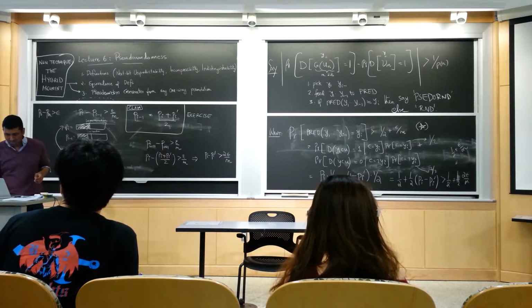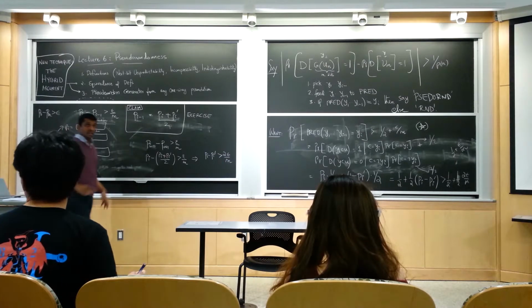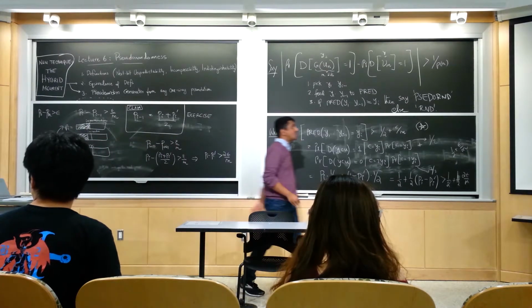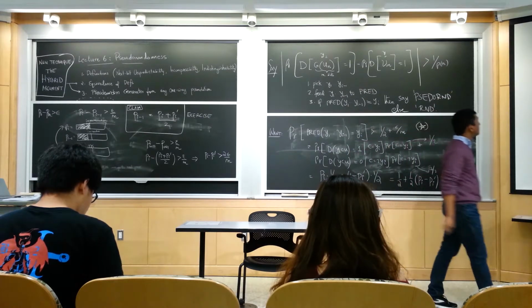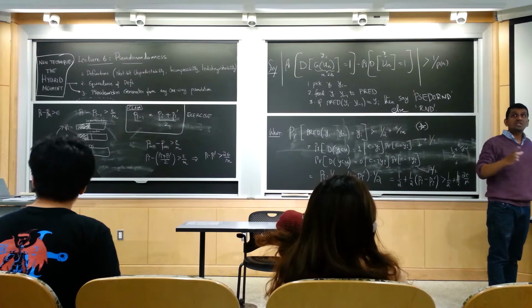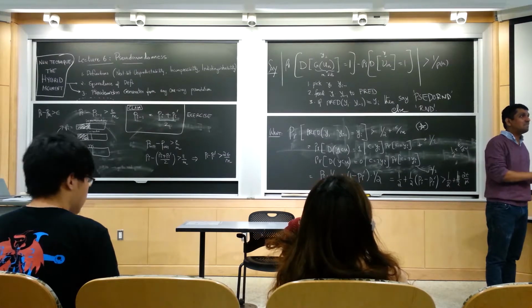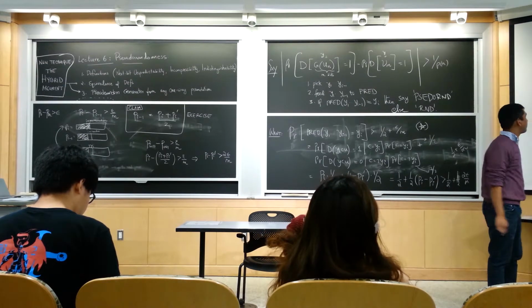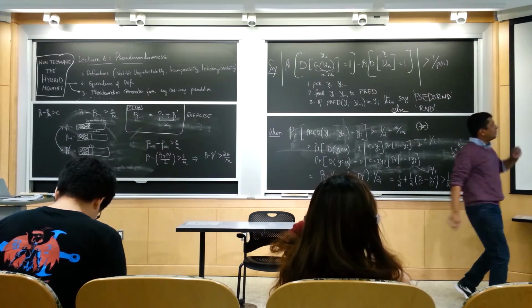So how do you construct pseudorandom generators? I'm going to show you a construction from one-way permutations. Any one-way permutation: you give it to me, I'll give you a pseudorandom generator that stretches n bits to some polynomial length. So let f be a one-way permutation.